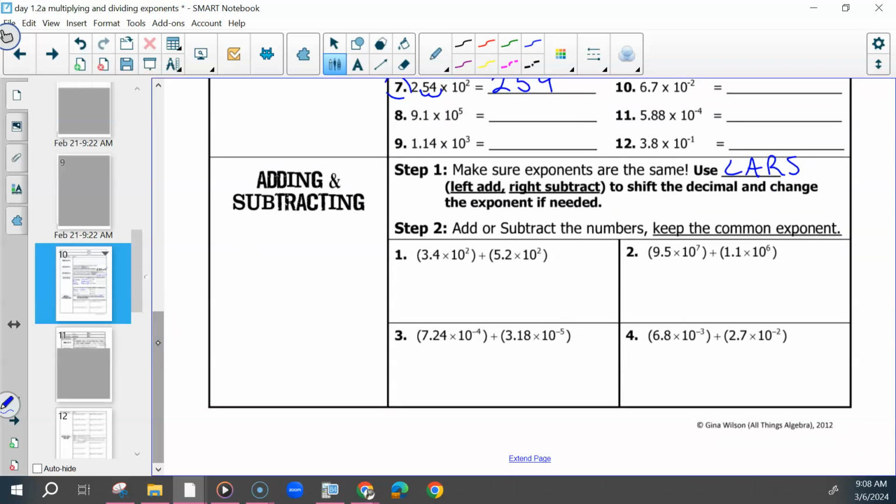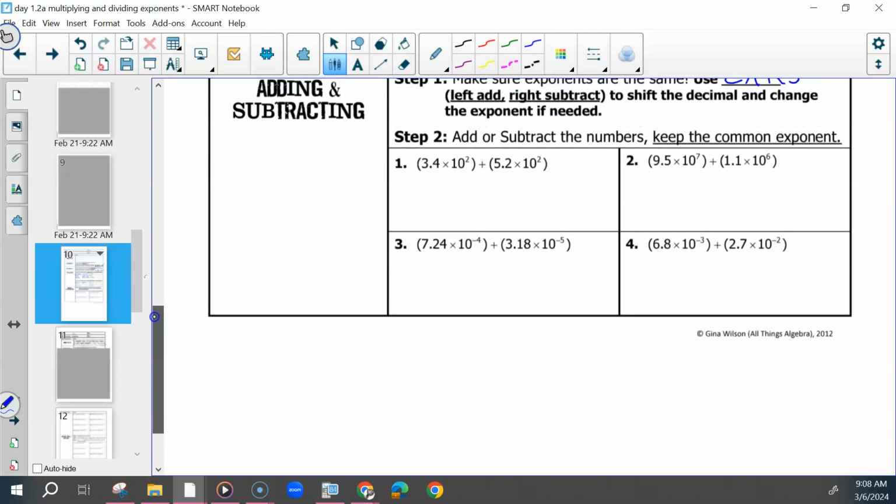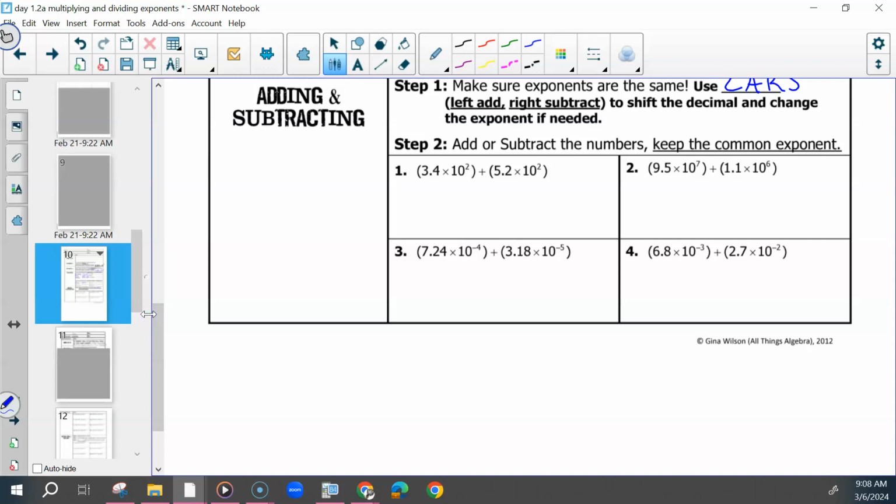So what we do is actually add or subtract the beginning numbers. If the exponent is the same, we don't do anything. If the exponent is not the same, then we have to change one of them. So for number 1, these exponents are the same, so we're not going to do anything with that. We are going to add 3.4 and 5.2. Go ahead and add that. Tell me what that would be. And that would be 8.6 times 10 to the second power. We wouldn't do anything to that.